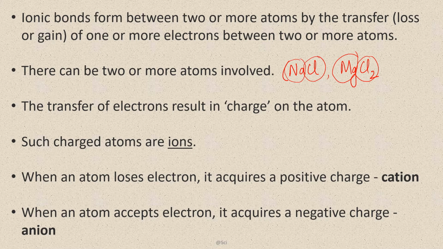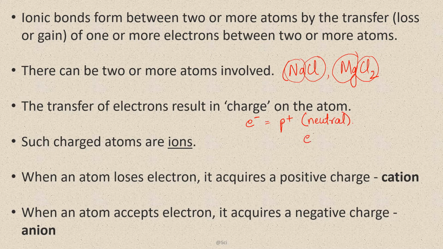Now atoms are electrically neutral. They do not carry a charge. Why? Because the number of electrons is equal to the number of protons. Electrons carry the minus charge and protons carry the plus charge. So if the number of electrons is equal to the number of protons, then automatically an atom is electrically neutral.